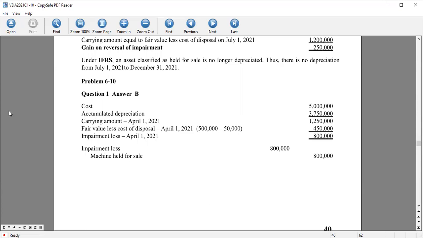What amount should be recognized as impairment loss on April 1, 2021? We have the cost less accumulated depreciation. We have the difference as carrying amount on April 1, 2021. Then the fair value less cost of disposal on April 1, 2021 of only 450,000. The impairment loss on April 1, 2021 for 800,000. We now debit to impairment loss and credit machine held for sale in the amount of 800,000.